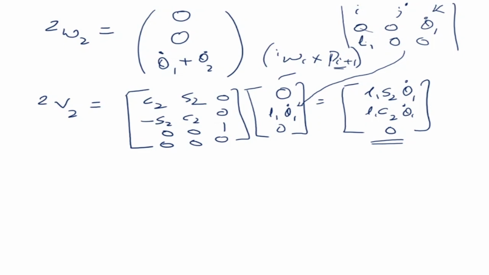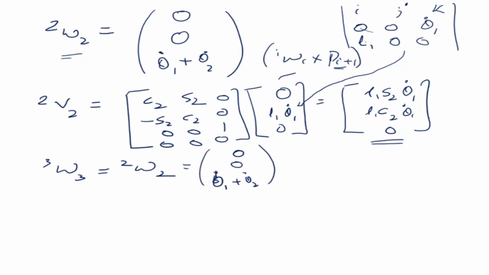What about frame 3? Frame 3 has the same angular velocity as frame 2. Why? Because frame 2's velocity, as we have seen here, is 0 0 theta 1 dot plus theta 2 dot, and frame 3 does not have any velocity of its own. It's a fixed frame, so it's equal to 0. So it is equal to 0 0 theta 1 dot plus theta 2 dot.